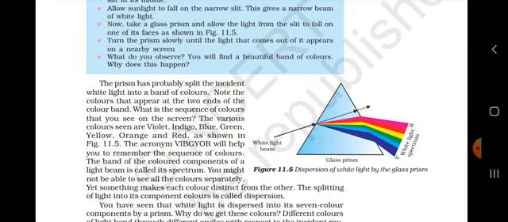The prism has probably split the incident white light into a band of 7 colors. Note the color that appears at the end of the color band. What is the sequence of this color?